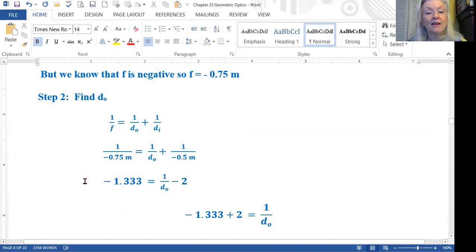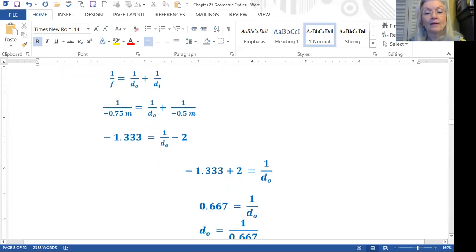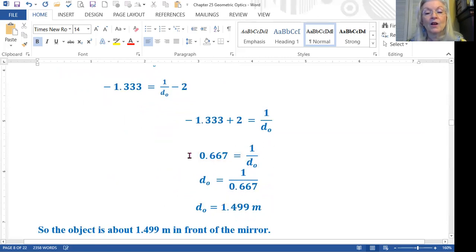You'll also notice that I left out the units because I didn't want to type in meters to the minus 1. If you want to write them down, that's fine. If you want to leave them off, that's okay. Our answer will be in meters because that's what we started out with all of our numbers in. So to get rid of this 2 on the right-hand side, we have to add 2 to both sides. So negative 1.33 plus 2 is positive 0.667 equals 1 over DO.